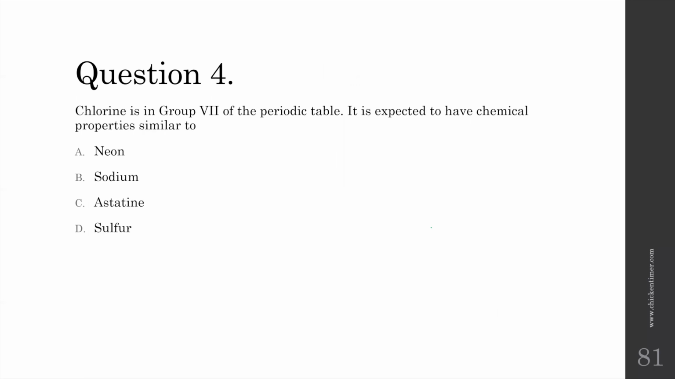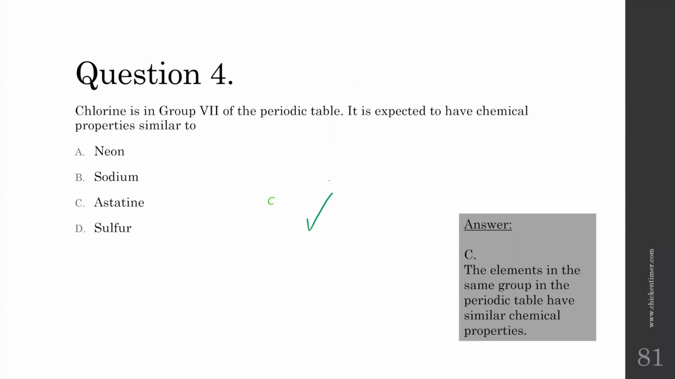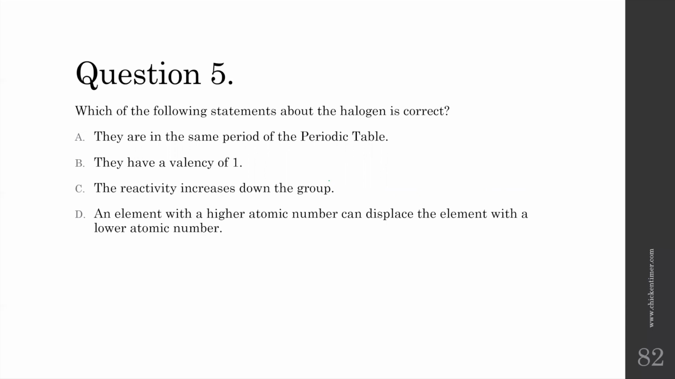Question 4. Chlorine is in group 7 of the periodic table. It is expected to have chemical properties similar to the other elements in the group, because they are in the same group, they have similar chemical properties. Which of the following statements about the halogens is correct? An element with a higher atomic number can displace the element with a lower atomic number. What does this sentence mean? What is the true meaning behind this sentence? Higher atomic number, what does it imply about the size of the atom?